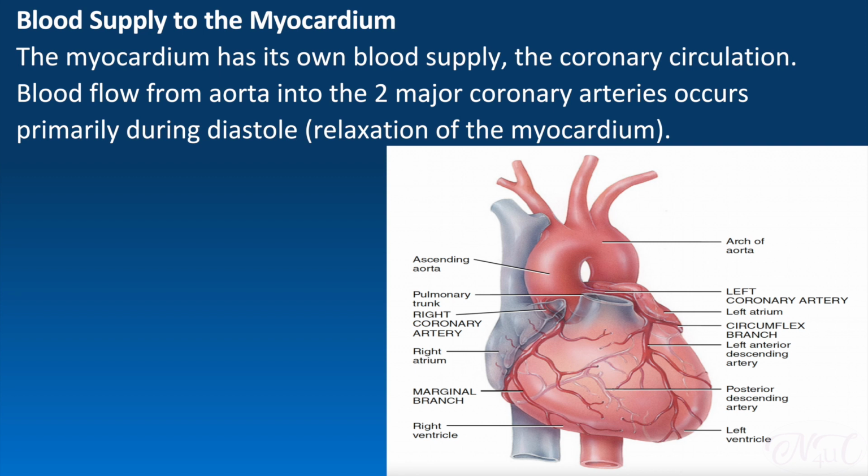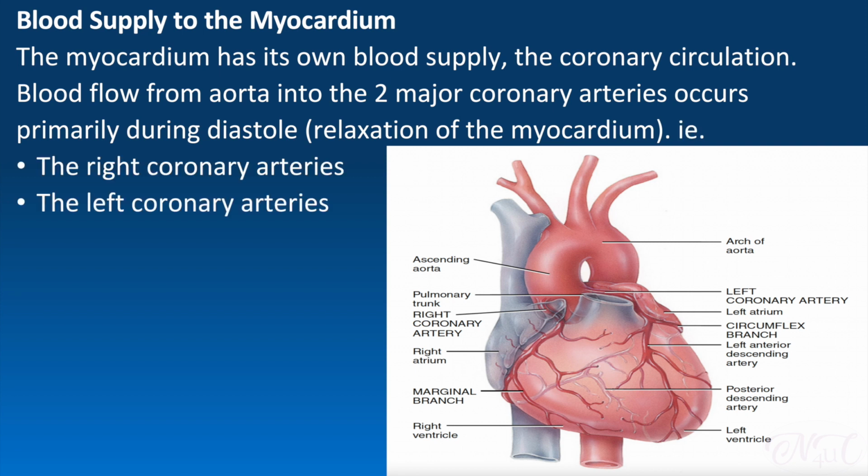Next is blood supply to the myocardium. The myocardium has its own blood supply that is called coronary circulation. Blood flow from the aorta into the 2 major coronary arteries occurs primarily during diastole, that is relaxation of the myocardium. The 2 major coronary arteries are the right coronary artery and the left coronary artery.